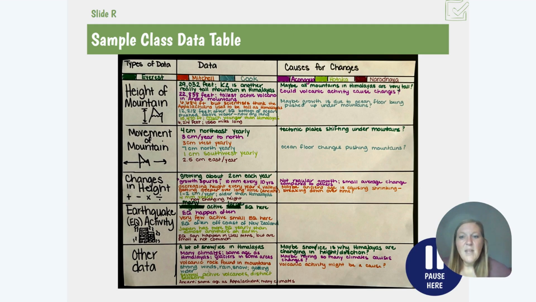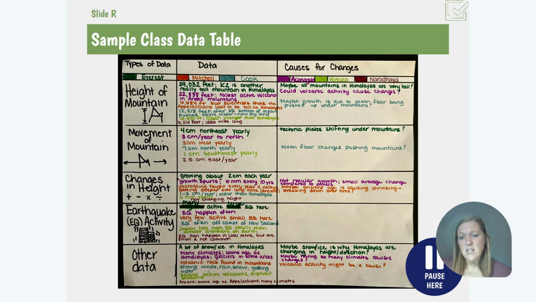Okay. So let's take a look and have you look at this class's data table and write down any patterns that you notice between the mountain cases. And have you write that on your patterns of change data table. So what are some patterns of change that you notice between the different mountains? Make sure you jot those ideas down in the bottom box of your patterns table. And then what other patterns did you notice in the data about causes and growth of a mountain? That's going to go in the top left box of your patterns table.